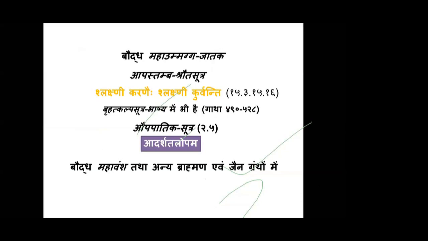So there is about the Jatak, Maha Ummagga Jatak. A palace is described there. Apastam Shrauta Sutra. This is the Jain text. Very clearly it says, Shlakshani Karanaiha Shlakshani Kurvanti. And the same type of things are also in other texts. Adarsh Talopam I have referred to earlier also.